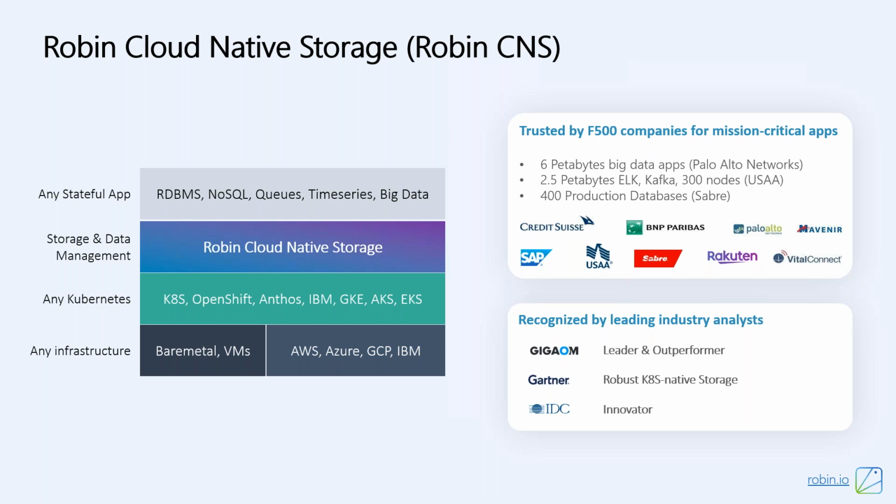Right? Now, if you're looking at a few third-party recognitions, Robin has been recognized as the leader and outperformer for Kubernetes storage by GigaOM. Gartner actually has featured us in multiple foundational nodes for Kubernetes as well as cloud-native storage. And IDC recently recognized us as an innovator in the Kubernetes storage space. Right. So these are a few proof points for Robin Cloud-Native Storage, where we have demonstrated strong success over the past few years.